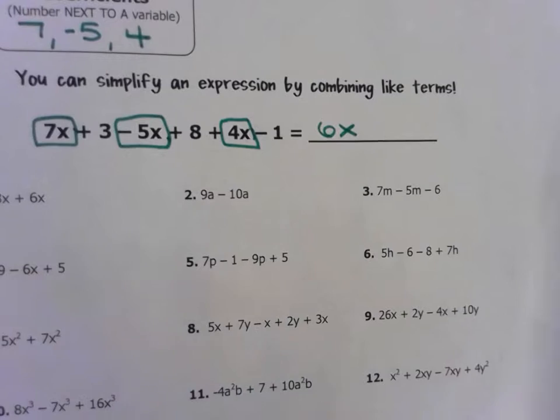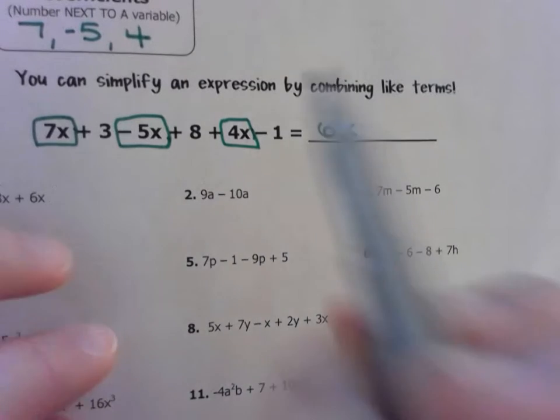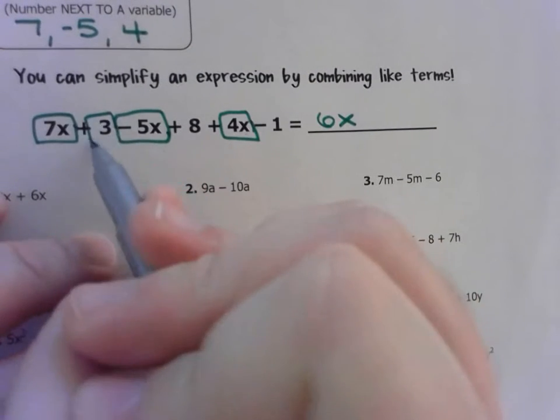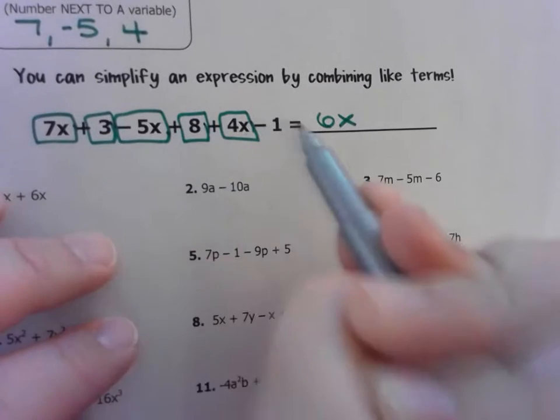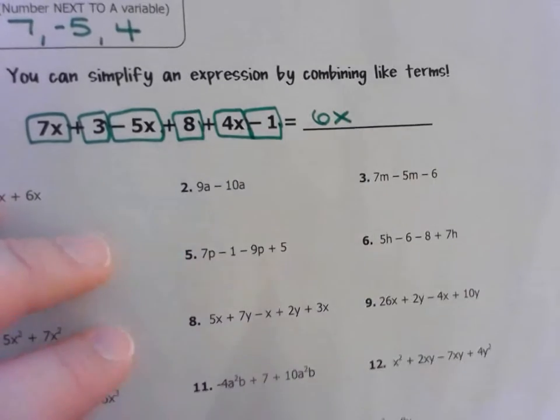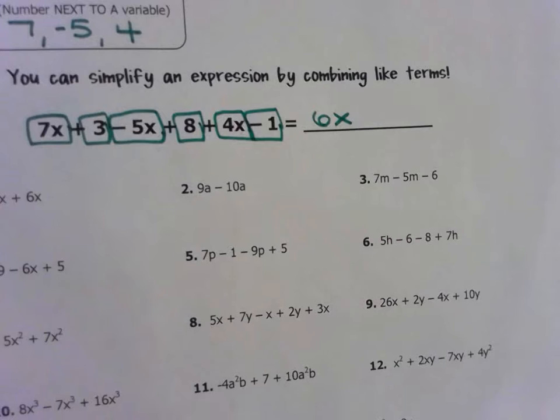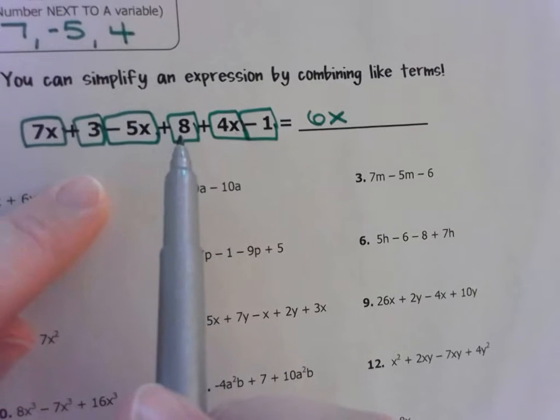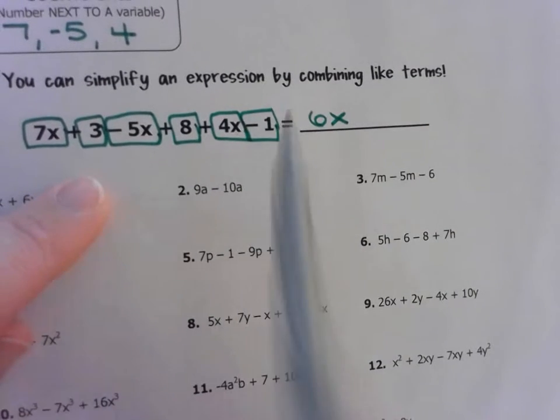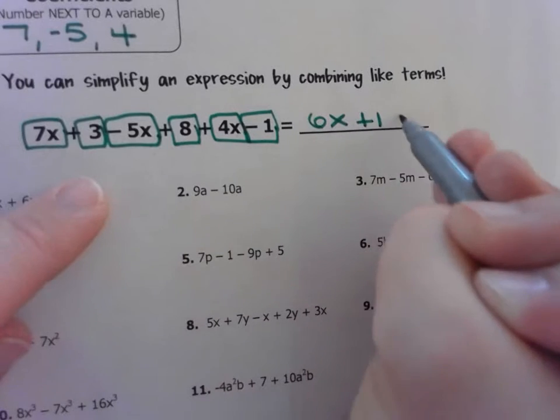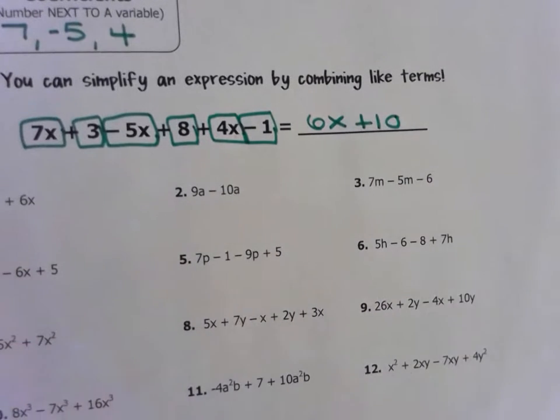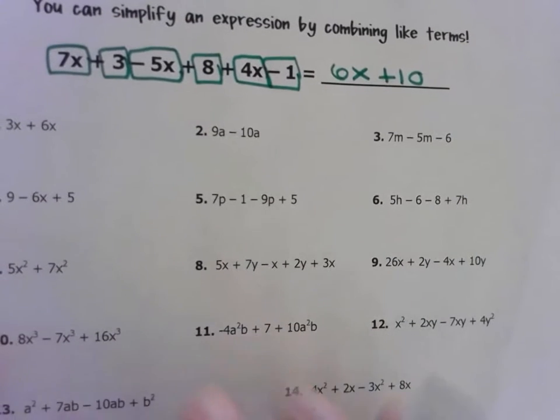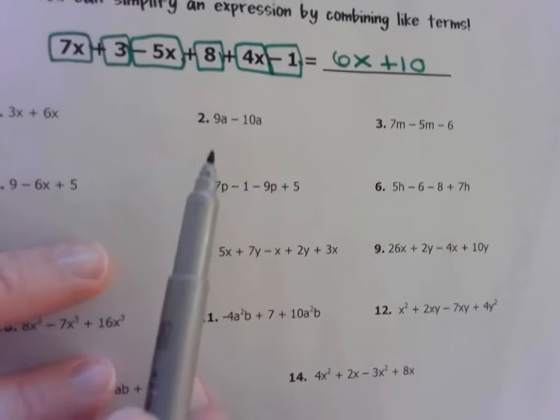Now we can look at my constant. What constants can I add together? 3, 8, and negative 1. Those are alike because they do not have an x. What is 3 plus 8? 11. Minus 1. 10. Positive 10, so it's plus 10. So you take your x's and combine the coefficients, and then you take your constants and combine them. Okay, any questions so far? Let's look at a couple examples.